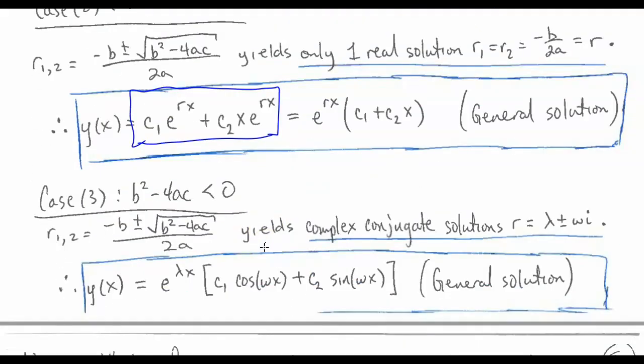Then lastly, whenever we have case 3 situation, meaning our discriminant is negative, we know that we're going to get complex conjugate solutions. They are going to be of this form. And of course, we could write our general solution in either this way, or you can go ahead and distribute the e raised to the lambda x's in. Doesn't matter. And so for this type of differential equation, that's really all you need to know. If you can just remember these 3 different cases here, it's pretty straightforward in solving these types of equations.